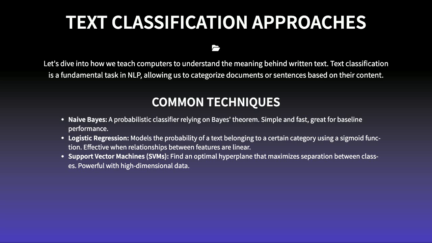There are several ways to do this. We've got naive Bayes, which is a really simple and quick method that uses probability; logistic regression, which looks at how features relate linearly; and then support vector machines, which can be more powerful when you have lots of different words and patterns. But before any of these algorithms can work, we need to turn the text into numbers.